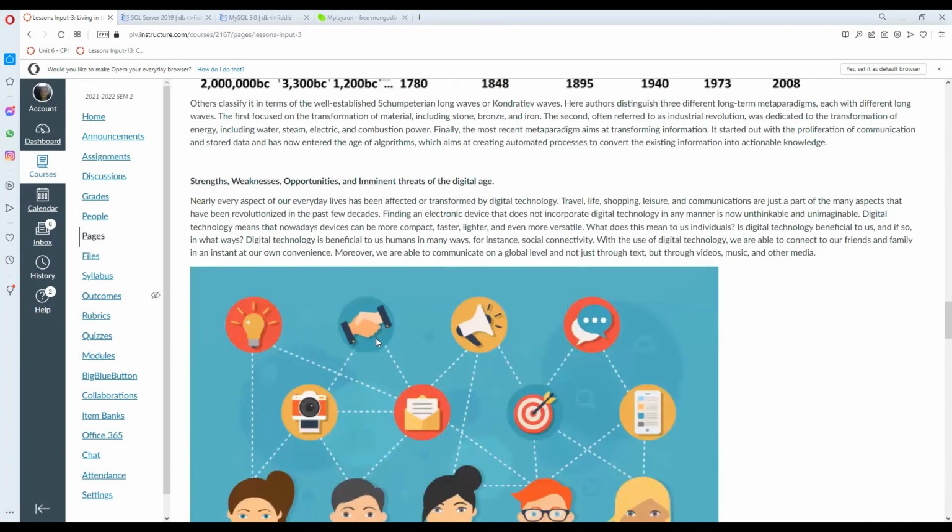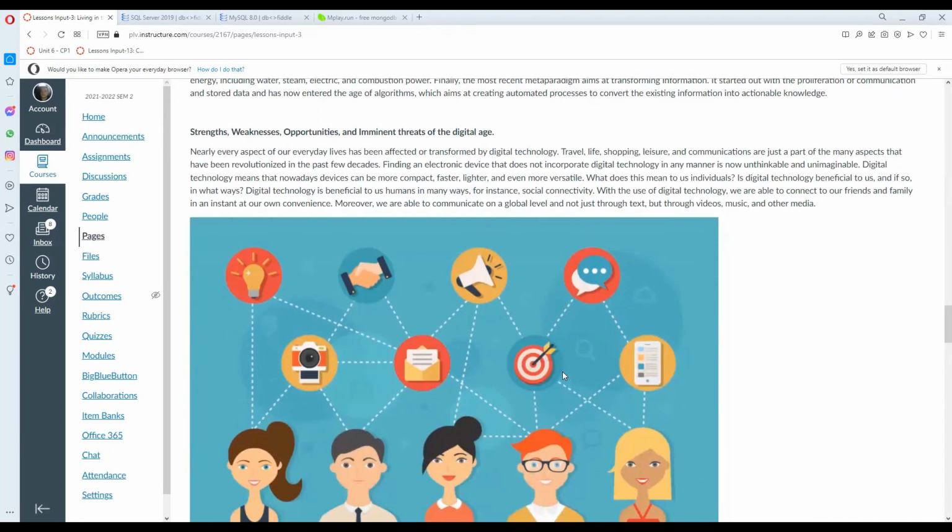Strengths, weaknesses, opportunities, and imminent threats of the digital age. Nearly every aspect of our everyday lives has been affected or transformed by digital technology. Travel, life, shopping, leisure, and communications are just a part of the many aspects that have been revolutionized in the past few decades. Finding an electronic device that does not incorporate digital technology in any manner is now unthinkable. Digital technology means that nowadays devices can be more compact, faster, lighter, and versatile.